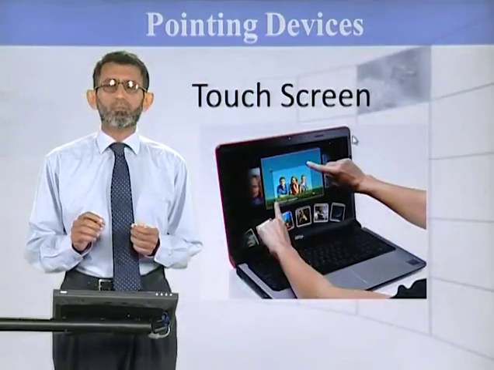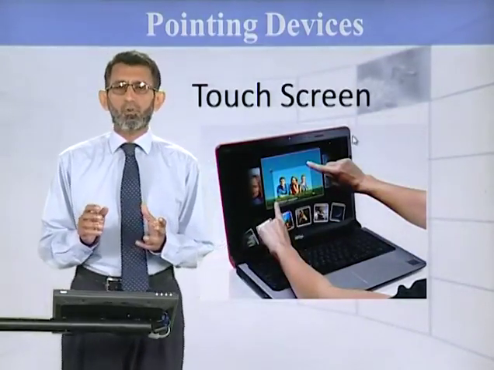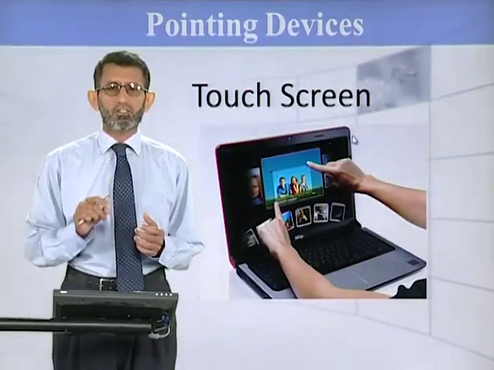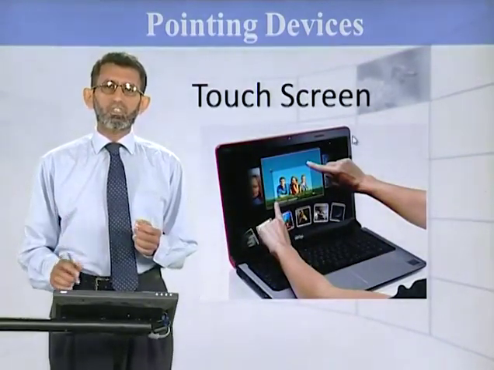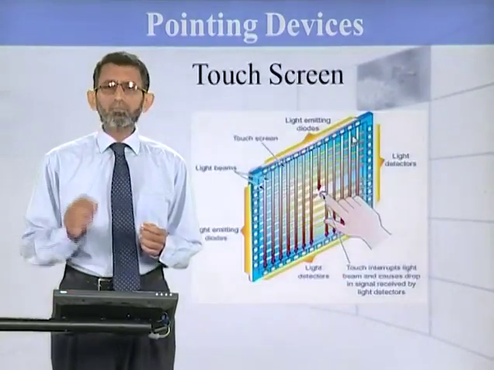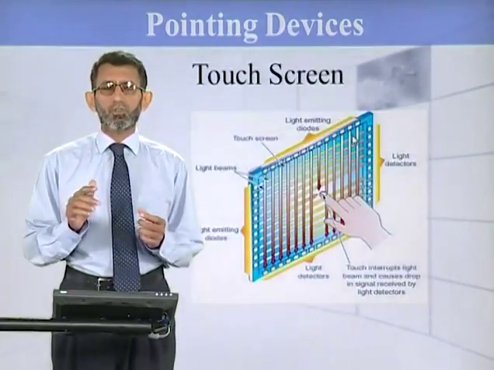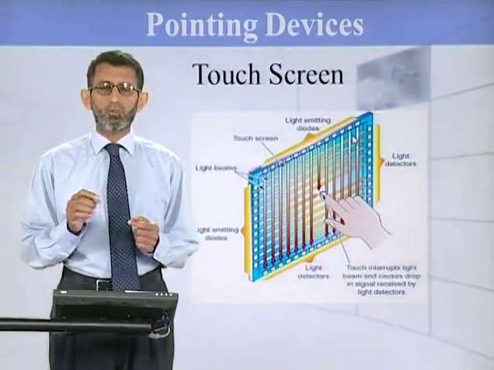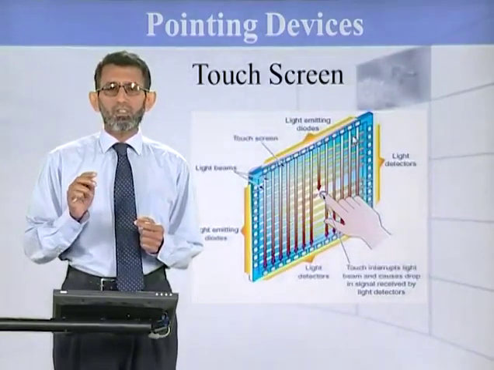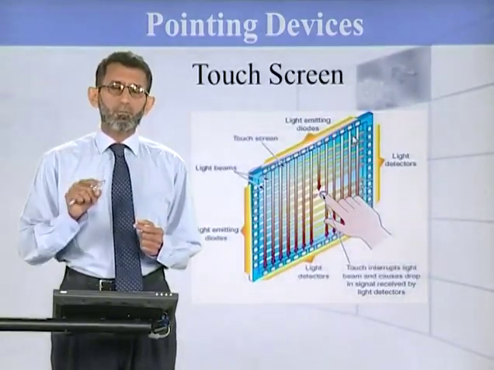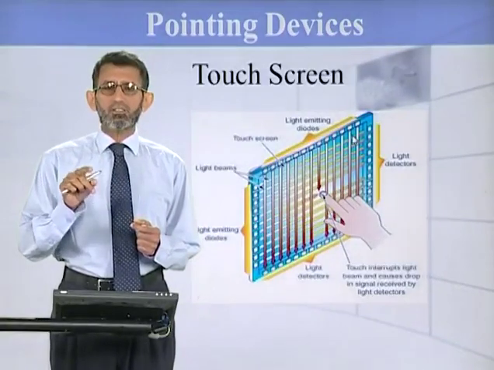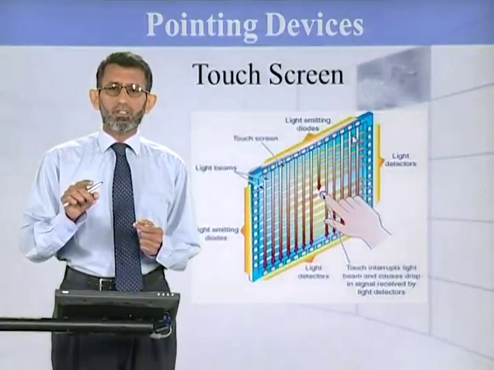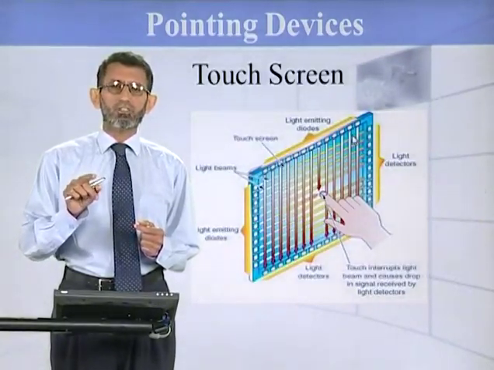Next we have touch screen. Touch screens are more natural because people would like to touch things. The screen basically consists of XY grids where infrared or laser light goes in an XY direction. When the user touches the screen, the light is disturbed. The position where the light is disturbed is calculated, and that is where the person has touched.